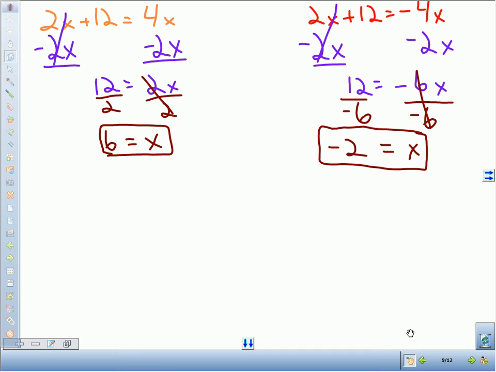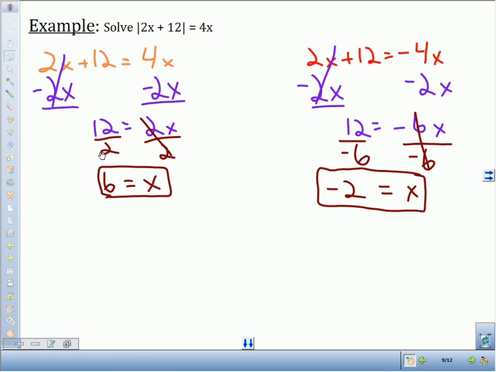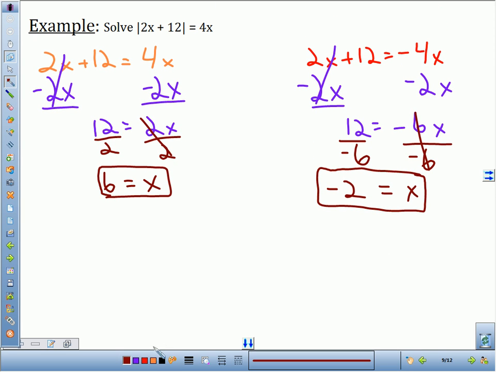We need to check to make sure that both of our solutions actually work. So that is going to be our next job. We're going to take each of the answers that we got, and we are going to plug them into the original equation.